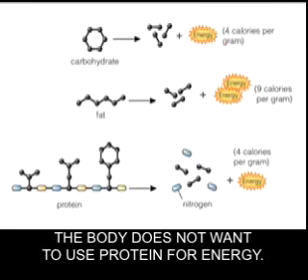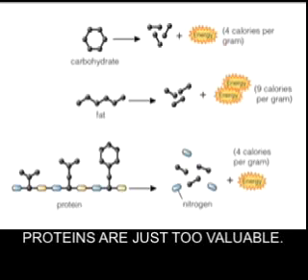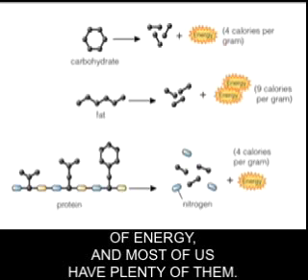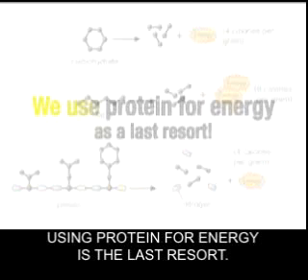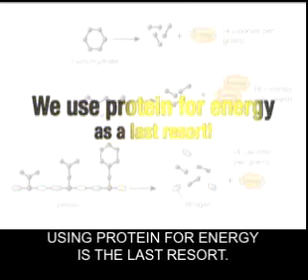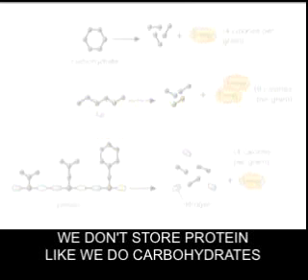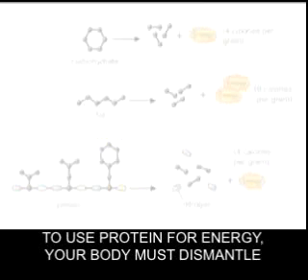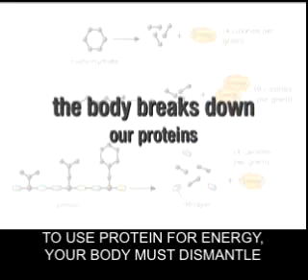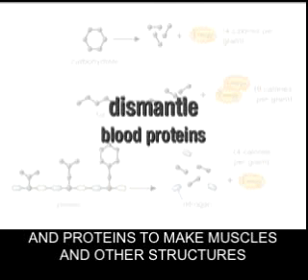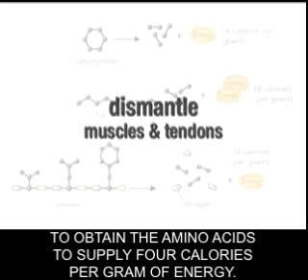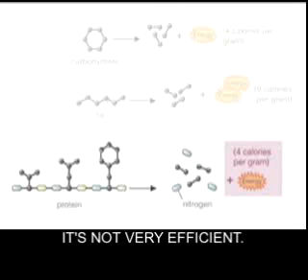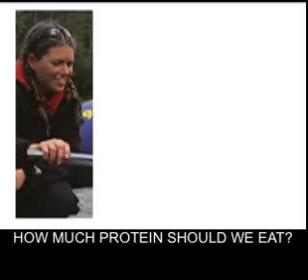The body does not want to use protein for energy. Proteins are just too valuable. Carbohydrates feed the brain, and fats are our best source of energy, and most of us have plenty of them. Using protein for energy is a last resort. We don't store protein like we do carbohydrates, in the form of glycogen, and fat, as triglycerides in fat cells. To use protein for energy, our body must dismantle body proteins like blood proteins and proteins that make muscles and other structures to obtain the amino acids to supply 4 calories per gram of energy. It's not very efficient.